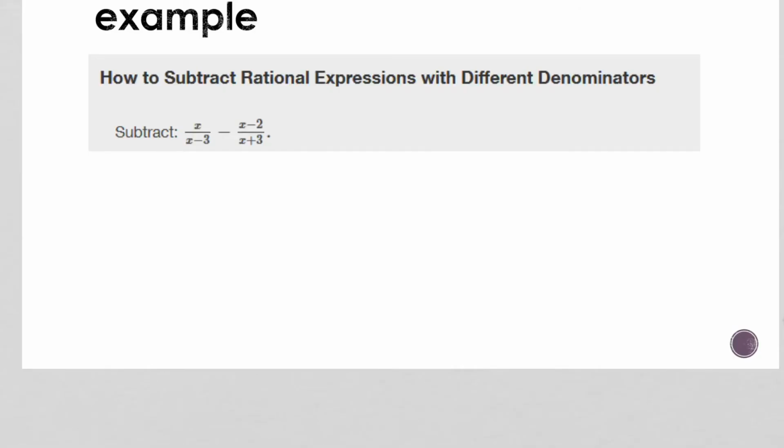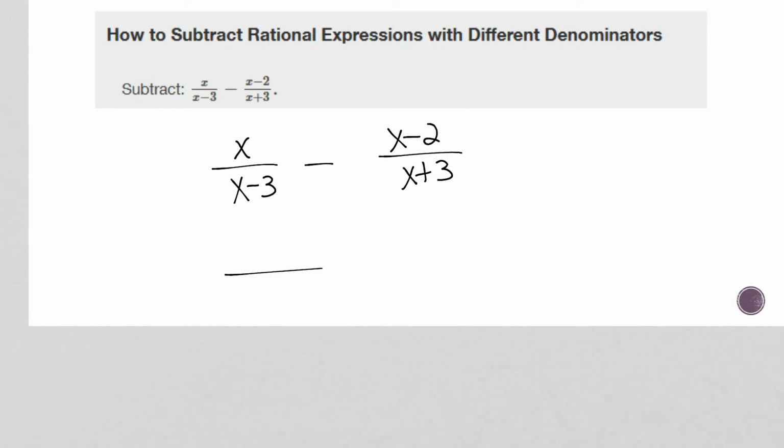Okay, so how is subtraction different than addition? It's really not that different. The only difference is you have to distribute that minus sign to the numerator immediately following the subtraction sign, okay? So you're still going to find your common denominator the same way. So I've got x over x minus 3, and I'm just writing this so it's bigger. So what is my LCD? My LCD is x minus 3 and x plus 3.